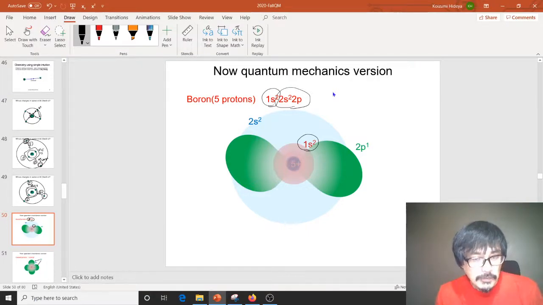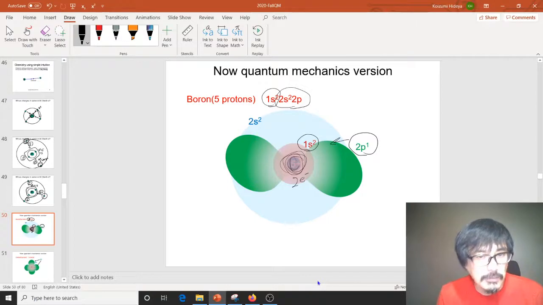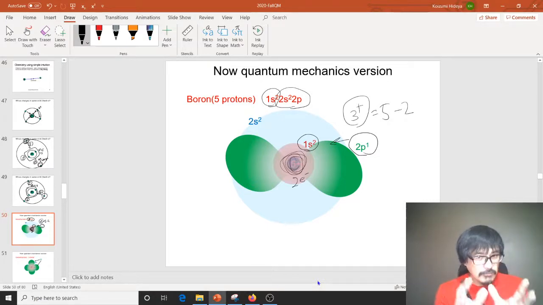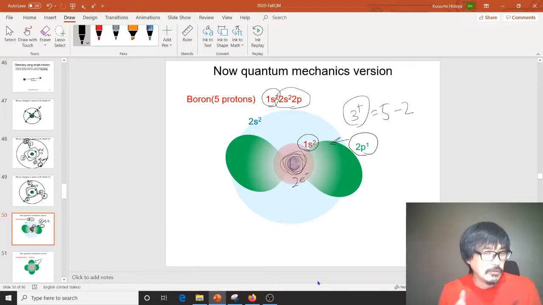1s squared means that you have 2 electrons orbiting or having their position close to the middle, right? Somewhere around here, right? Those are the 2 electrons here. Now, 5 positive and 2 electrons. So what does the outer electron actually see in the middle? 5 plus minus 2 electrons. So the center charge is actually 3 plus for the boron case.